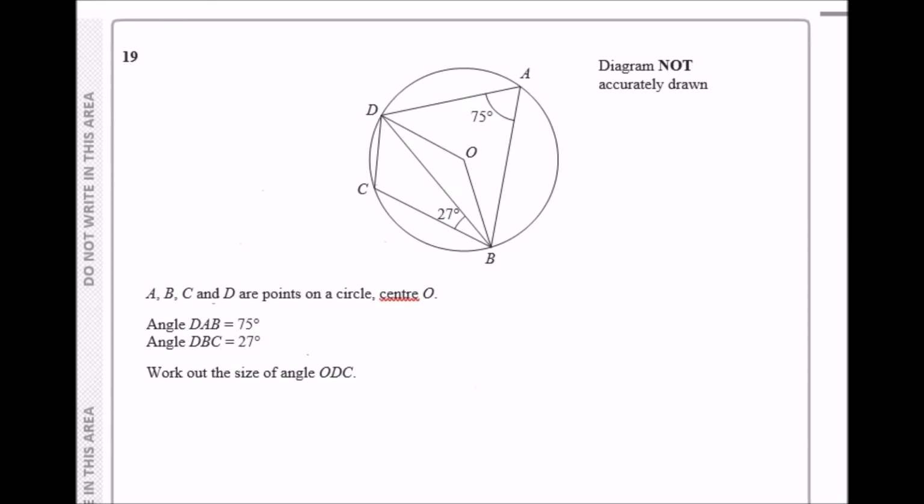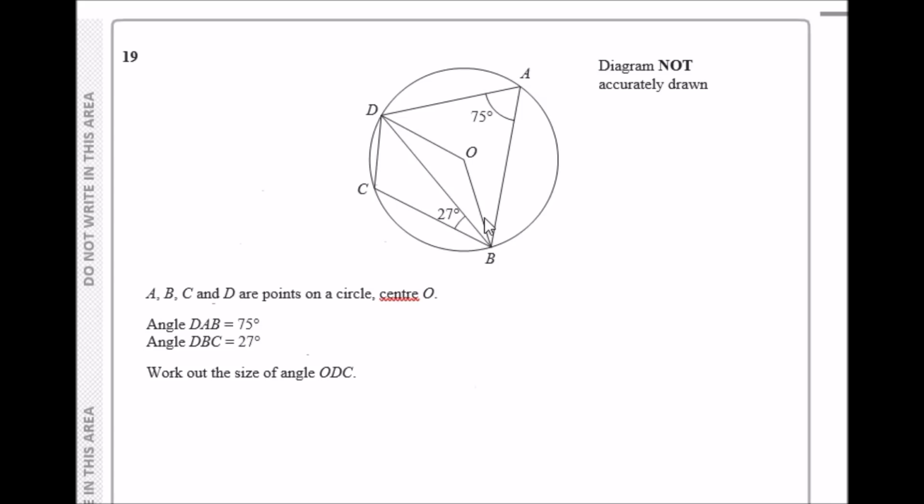Okay, let's begin this one. So 19. Here we're given a circle geometry question, so let's try and crack it down. We've got A, B, C, and D are points on a circle with center O. Angle DAB is 75, and we've got a point here, which we don't know. We have an angle DBC, which is 27.